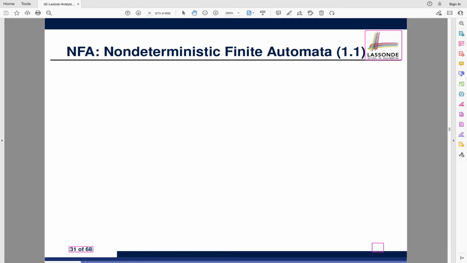And for NFA, I just want to do a quick example and trace one string. And that's it. So you have the intuition. What's really the difference between NFA and DFA?